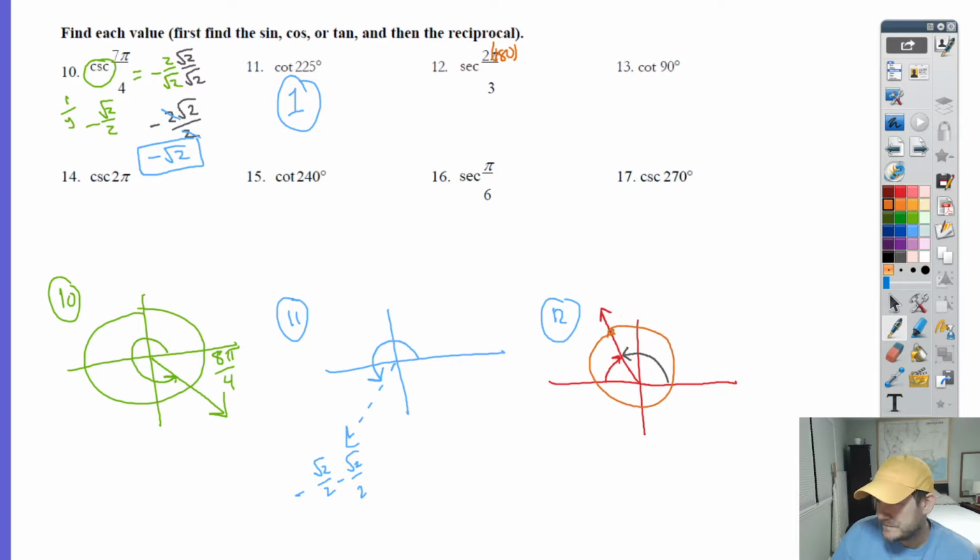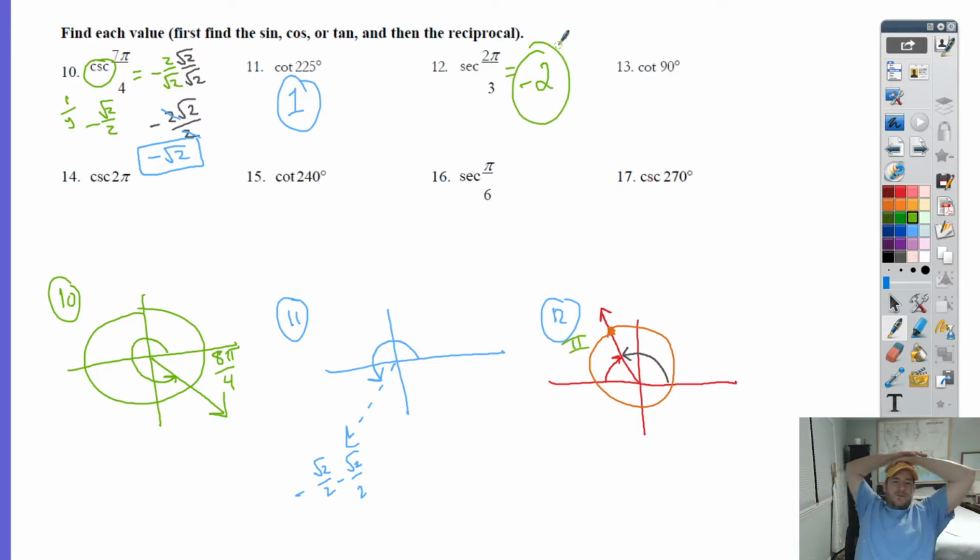Do what you gotta do to nail it down. But now that it's nailed down, you know that you're talking about secant. That's the reciprocal of cosine, so it's the x-coordinate that matters. The x-coordinate is going to be the small one, so that's a half. But I want the reciprocal, so it's 2. But I'm in quadrant 2, so that x was negative, so it's negative 2.